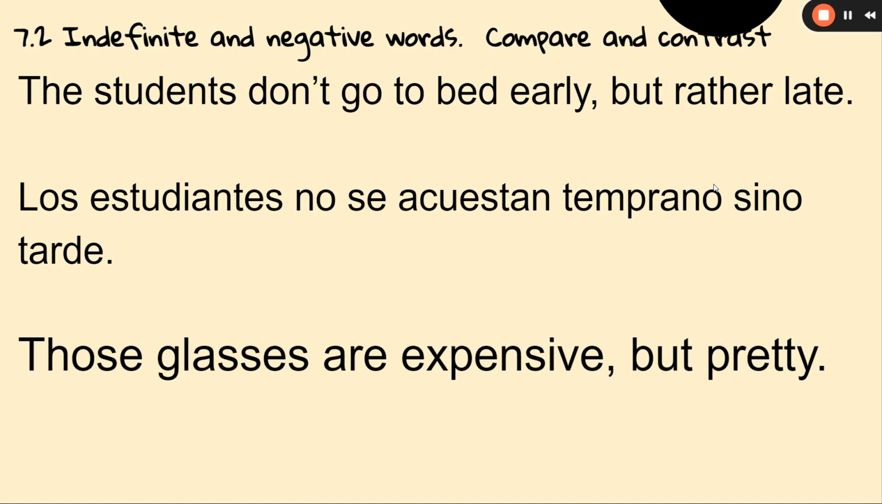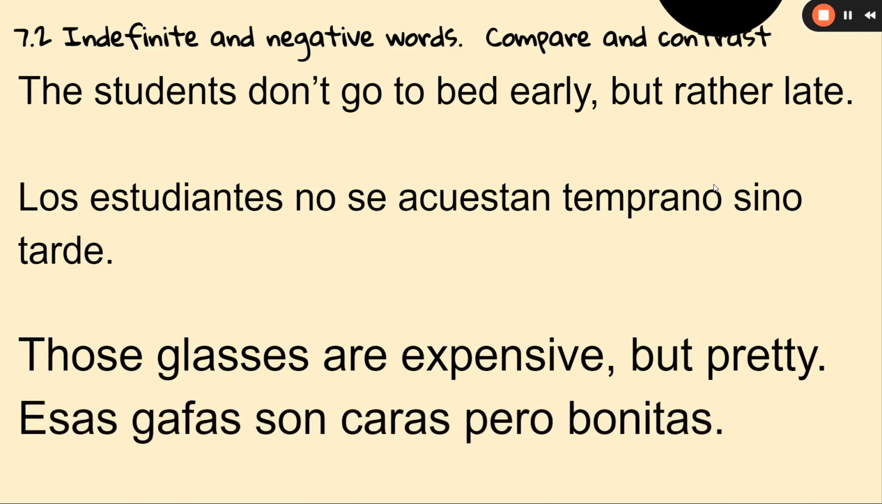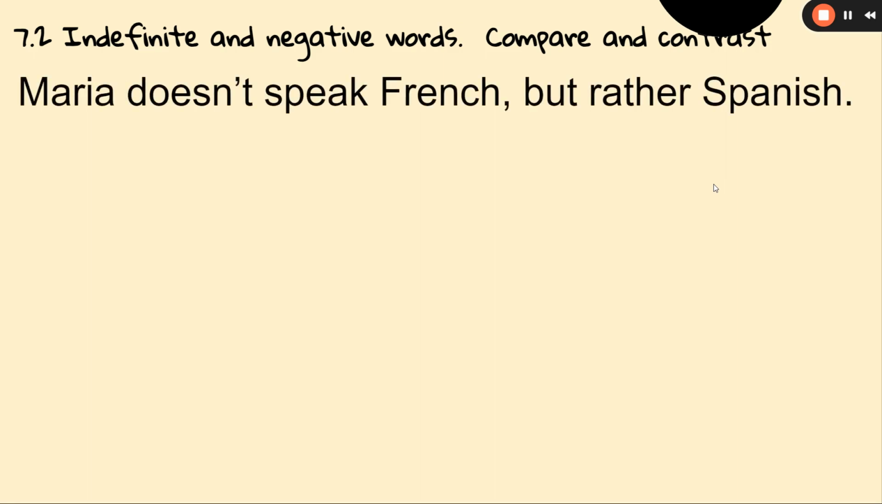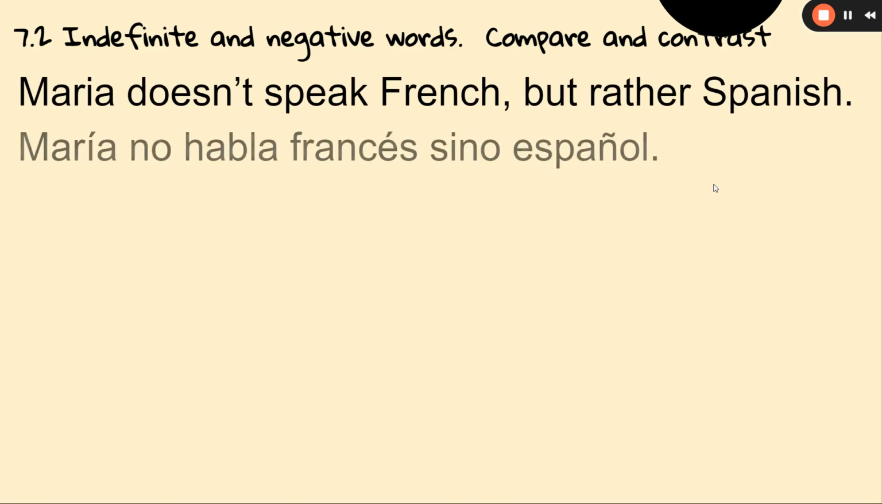Those glasses are expensive, but pretty. Esas gafas son caras, pero bonitas. Okay? Doesn't say but cheap. Okay? It doesn't contradict. It's just saying that they're pretty. So that's why you would use but and not sino. Maria doesn't speak French, but rather Spanish. So this contradicts. So Maria no habla francés, sino español.